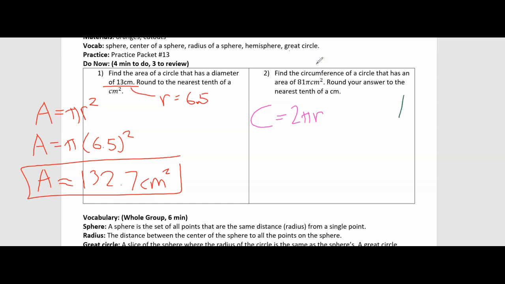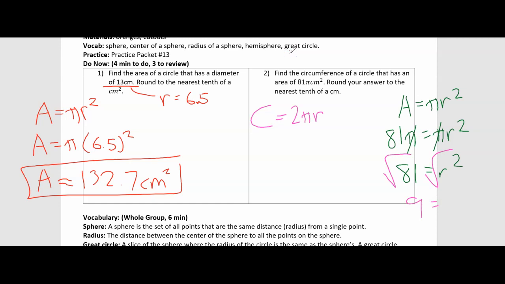Well, we know that the area is equal to pi r squared, and we know that the area is equal to 81 pi for this specific example. So let's solve this equation for r, then we can substitute it into our pink equation. Dividing both sides by pi gets rid of the pi's. So I get 81 is equal to r squared. Take the square root of both sides. You get 9 is equal to r.